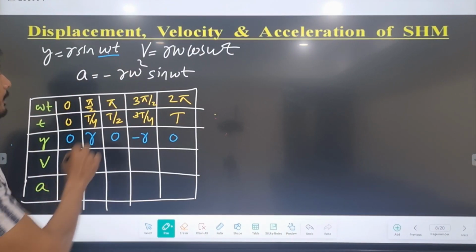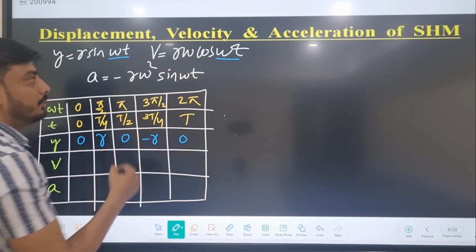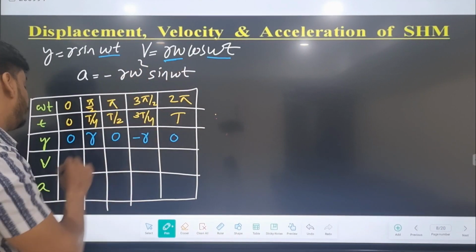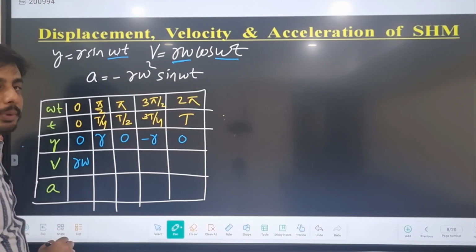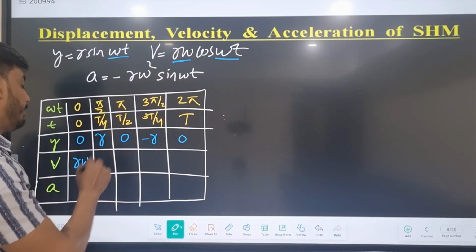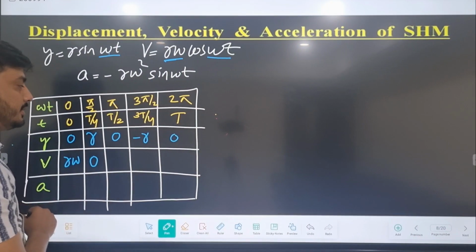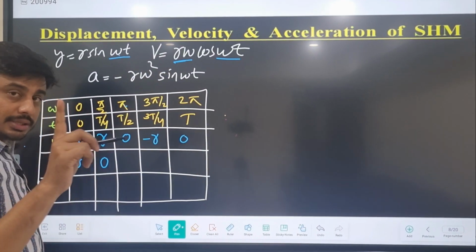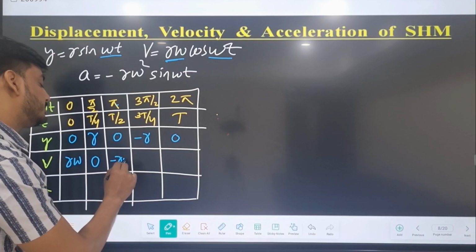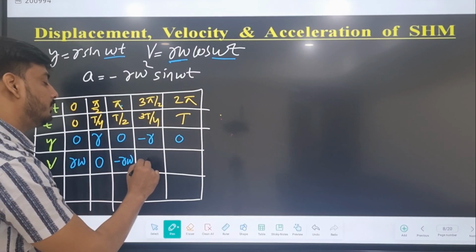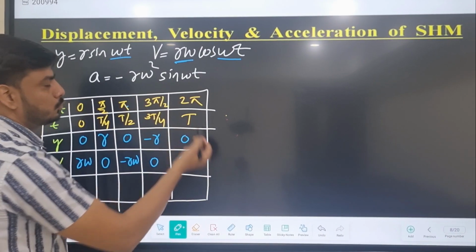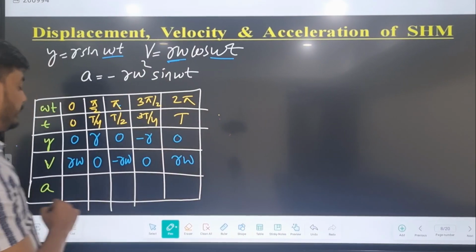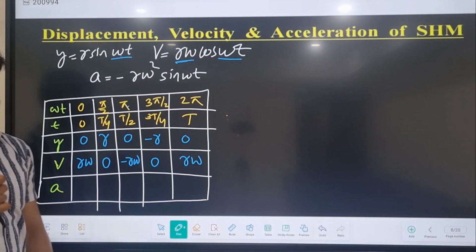Next we will go to velocity. When we put omega t as 0, cos 0 is always 1, so our result will be only r omega. So here we have r omega. Similarly, if we put pi by 2, then we know that cos 90 is 0. Again, at pi, cos 180 or cos pi is always minus 1, so this will be minus r omega. Again at 3 pi by 2 it is 0, and cos 2 pi, you already know, is plus 1, which means r omega. Now these are the expressions for velocity.